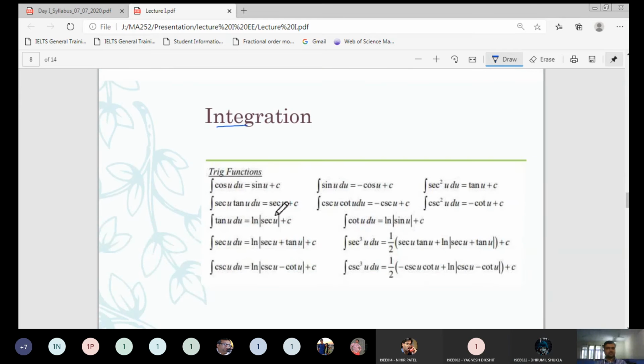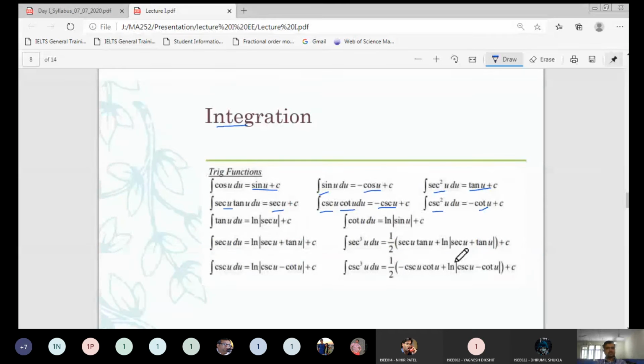I will quickly go through it. You know about it. Integration of cos u is sin u. Integration of sin u is minus cos u. Integration of sec square u is tan u. Integration of sec u into tan u is sec u. Integration of cosec u into cot u will be minus cosec u. And integration of cosec square u will be minus cot u.